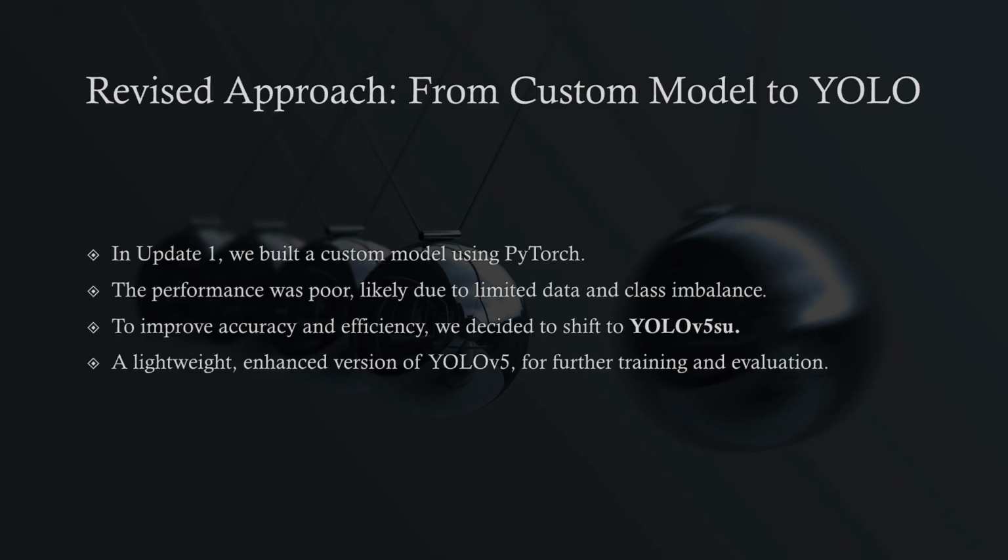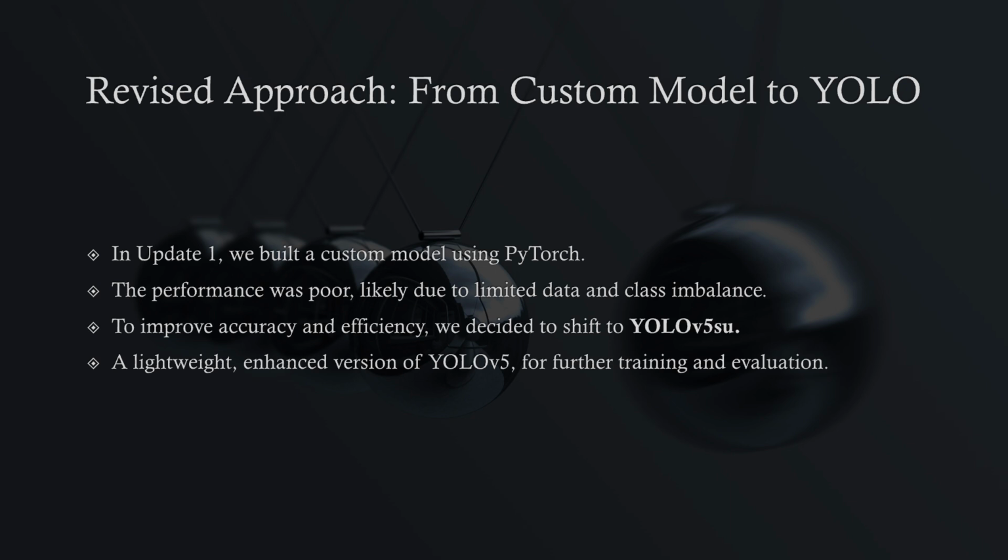So, the revised approach: from a custom model to YOLO. In our first version, update 1, we built a custom model from scratch using PyTorch. That's a machine learning tool, but the accuracy was a little low and we figured out why. We had limited data and class imbalance, meaning we had more images without weapons than with weapons.